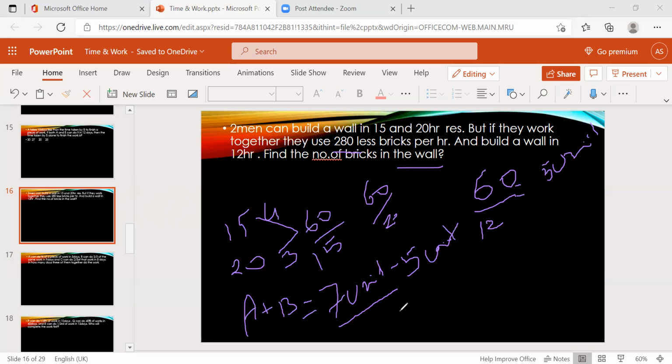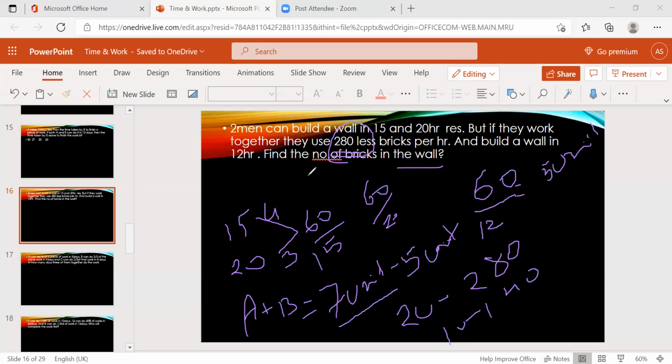Right? That means 2 units less work they are doing. If they are doing less work, it means they're using fewer bricks. How many fewer bricks? 280. 280 fewer bricks they are using. Okay. 2 units is 280, so 1 unit is nothing but 140.